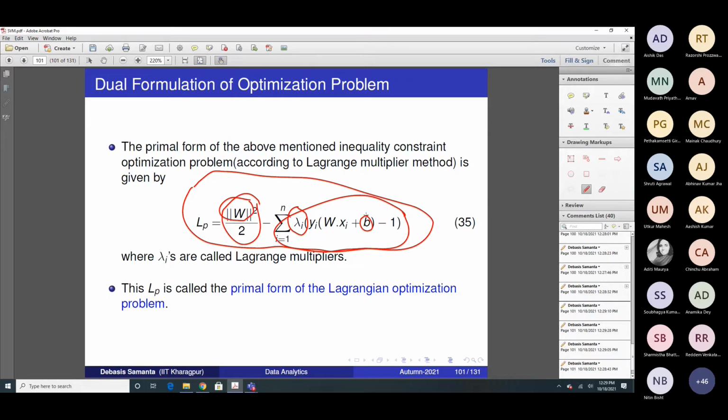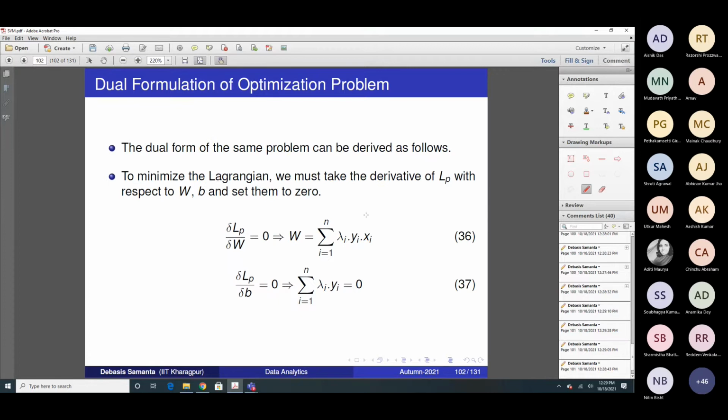Now we can convert this LP into a dual form. How can we do that? Let's see. To do this, you need some important derivations which we have already obtained, regarding the constraints that are required to solve this kind of LP problem or Lagrangian problem.